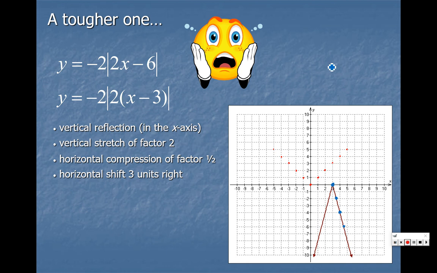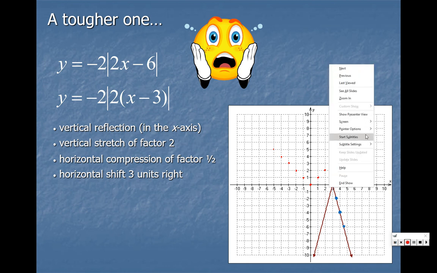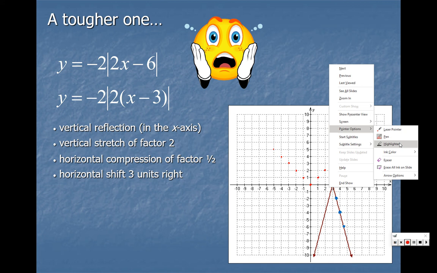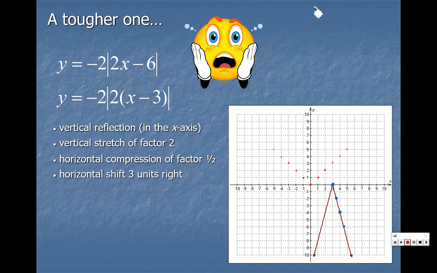I need a different color. Ink color white. Okay? I'm going to make a little table of values. And I'm going to make just a mini version of it, which you can do as many points as you want using this method. Okay? And I'm going to get some points on the original absolute value graph. And here's just 5 points. -2, -1, 0, 1, 2.